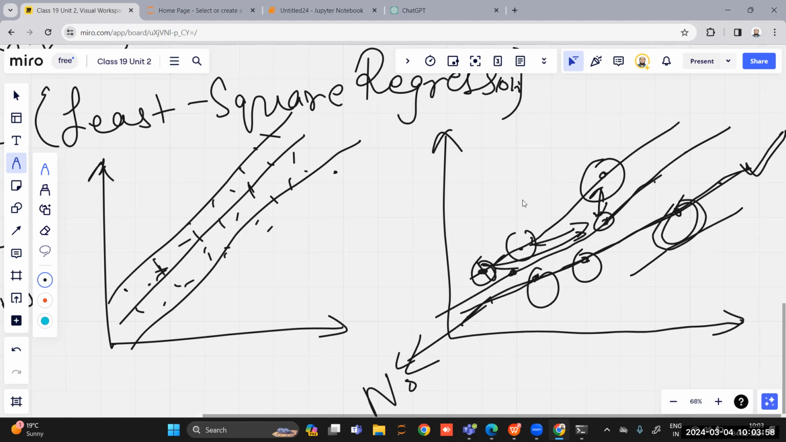So least square regression means, what does it do? Calculate the shortest distance between the line and the point. Suppose I draw this line. This shortest distance from this point is this. So this line will be perfect because all the points are equidistant from this line.